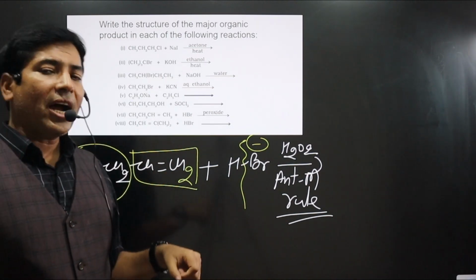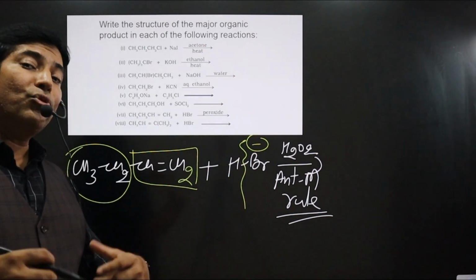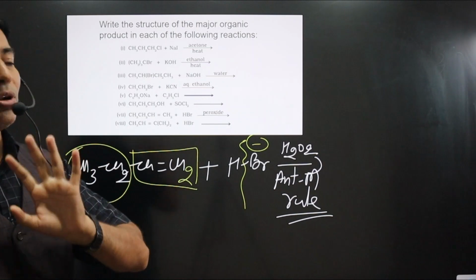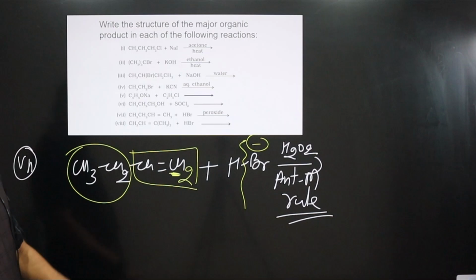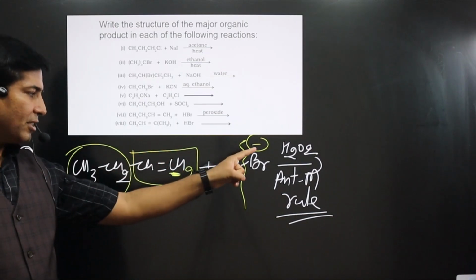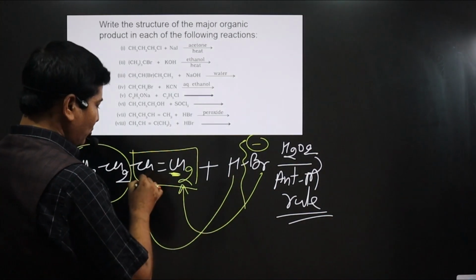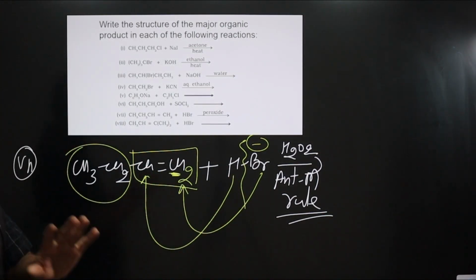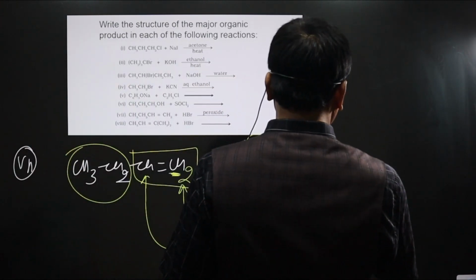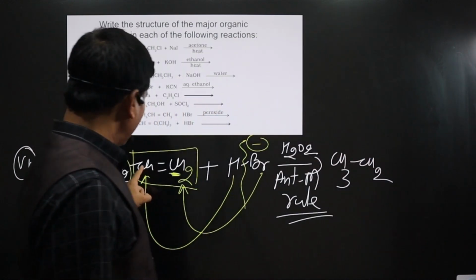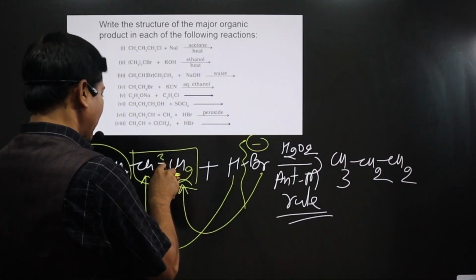According to the anti-Markovnikov rule, the anion will attach to the carbon which has more number of hydrogens in a double bonded system. You can see this carbon is having more number of hydrogens, hence the Br minus ion will attach here. Then hydrogen will go to this carbon. Focus on the double bonded system. This portion will remain the same. We have CH3CH2CH, one hydrogen converted into CH2, and keep in mind one bond is broken.